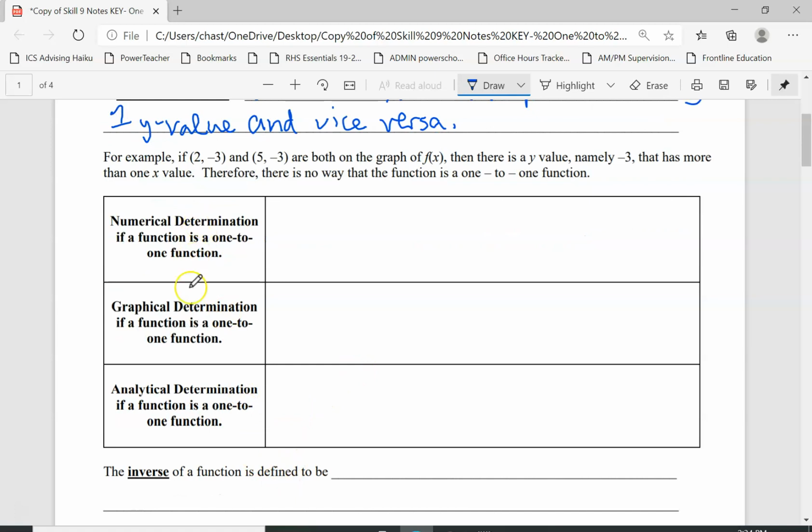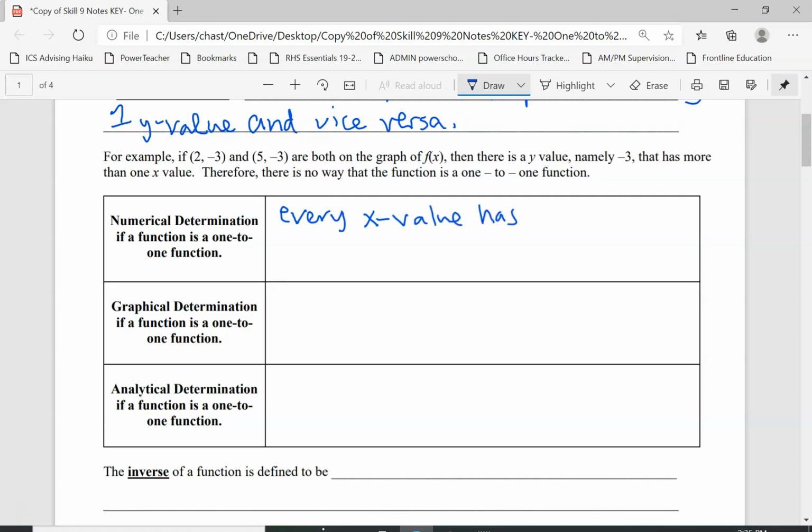All right, so now let's talk about the numerical, graphical, and analytical ways to determine if we have a one-to-one function. A numerical determination is what we're going to look at first. For this one, we're just looking to see that every x value has only one y value and vice versa.